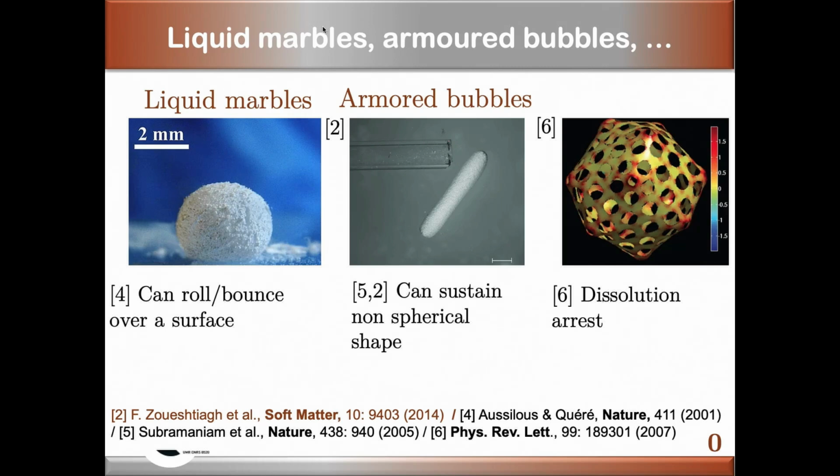Then, what you see here is in fact an air bubble inside a liquid. You can see that this air bubble remains non-spherical, and it is very stable over time. So if you cover this bubble with particles, you can sustain a non-spherical shape. One last thing is this bubble: we have some bubbles that we created a few years ago, and they are still alive. When you put these particles on the surface, you can arrest dissolution. The dissolution will be stopped, and I will explain that later on. We come back to that.